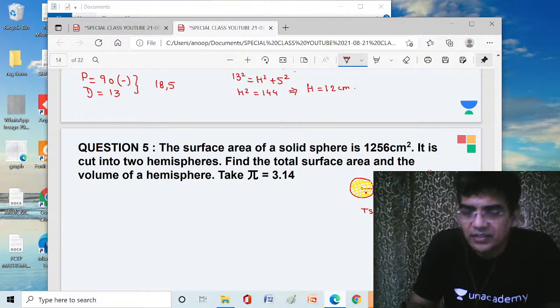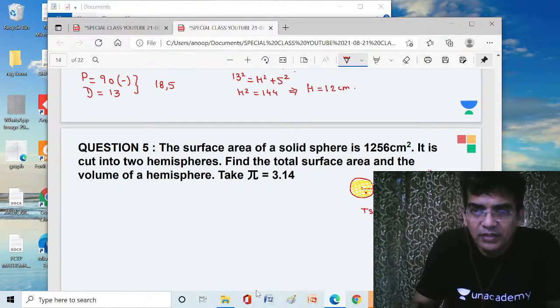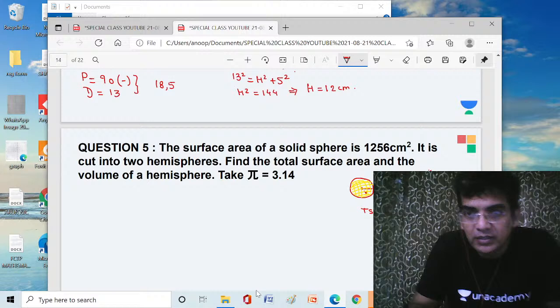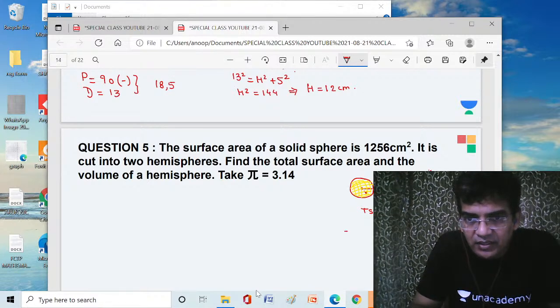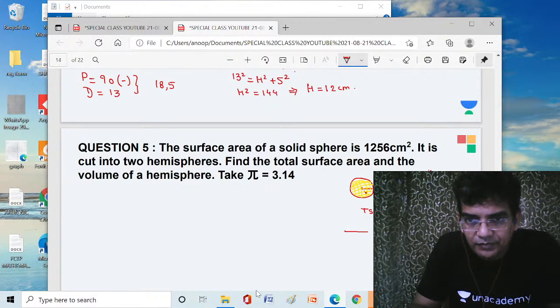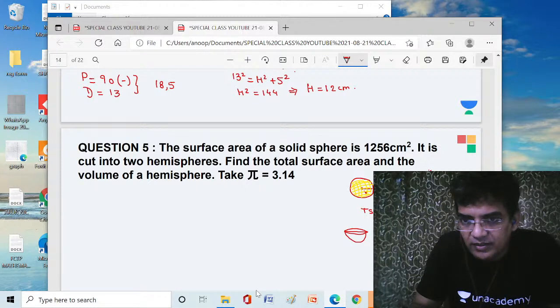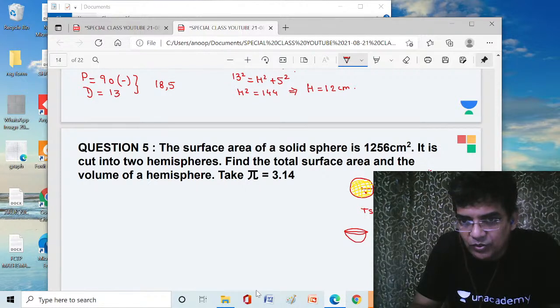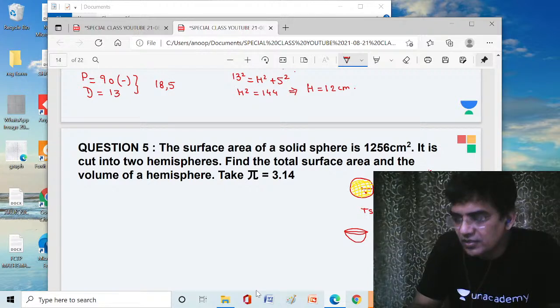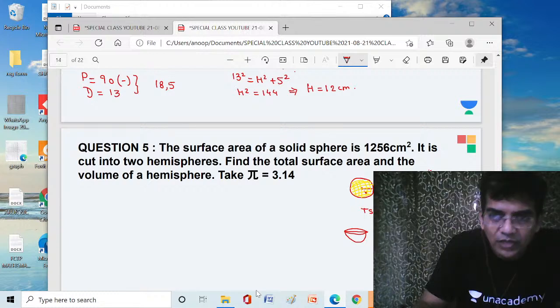Now if I cut the sphere into equal parts, see, this was a sphere. If I cut it into equal parts, I get a hemisphere like this. This is called a hemisphere. So now I'm going to tell you the formula for a hemisphere. Hemisphere, that is the half of the sphere.